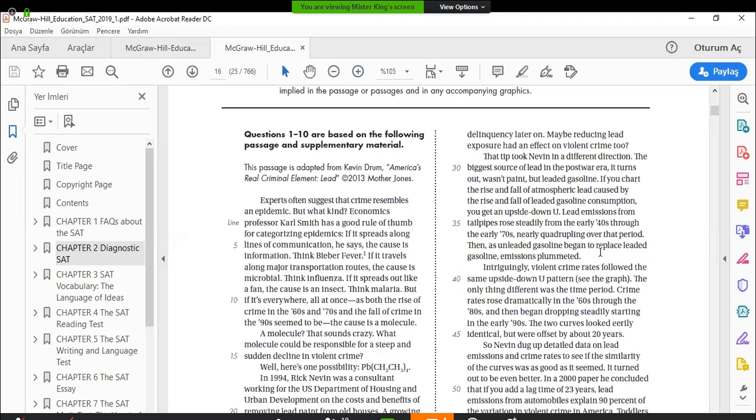Behram, ready to read the next paragraph? Yes, sir. Sir, I can see it is high. Yes, really?